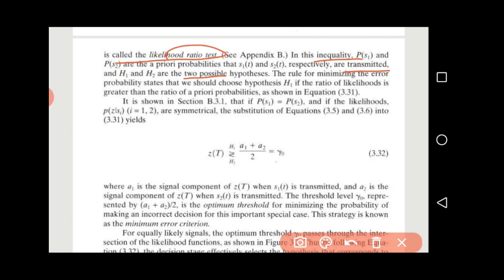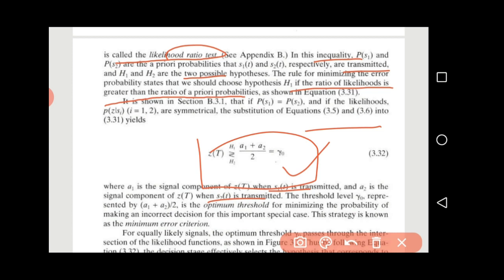The rule for minimizing the error probability states that we should choose hypothesis H1 if the ratio of the likelihood is greater than the ratio of a priori probabilities. Equations 3.5 and 3.6. The substitution of equations 3.5 and 3.6 into 3.31, we get that z(t) is equal to (a1 plus a2) by 2 equal to gamma 0, where a1 is the signal component of z(t) when s1(t) is transmitted and a2 is the signal component of z(t) when s2(t) is transmitted.